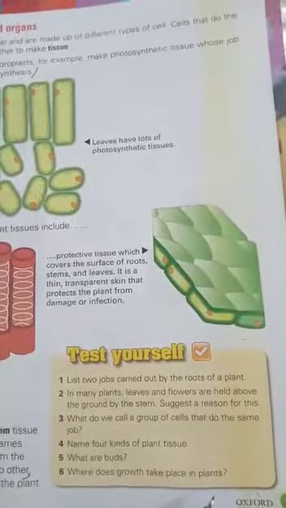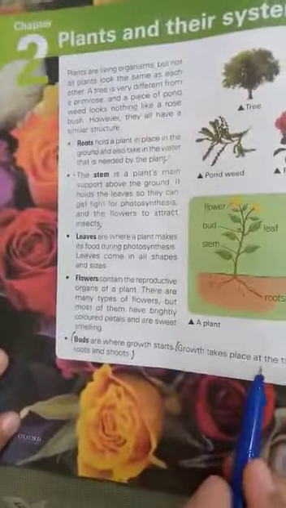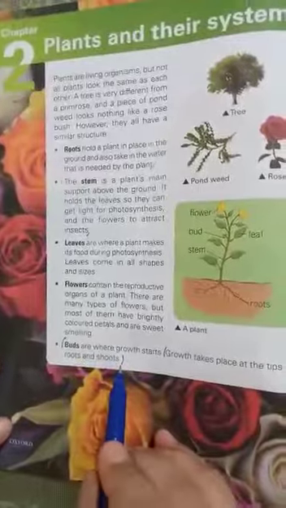Question number 6. Where does growth take place in plants? Its answer will start from this line. Growth takes place in plants at the tips of roots and shoots.